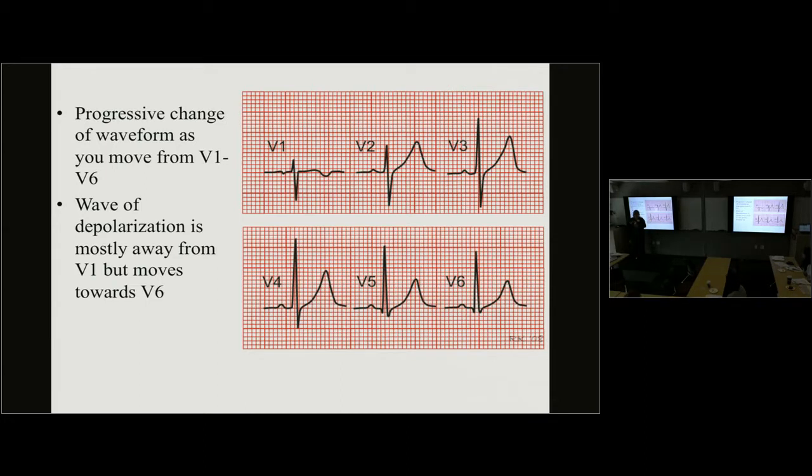So V4, which is right here, that electrical impulse is traveling directly to that electrode. So that's why that's so positive there. Okay? Does that make sense to everybody? So you should normally see that. If you see it the other way around, this is the trick. If you see it's positive and going negatively, then they either have congenital heart disease or you got the leads on backwards. So it's a quick check so you know whether you did it correctly.